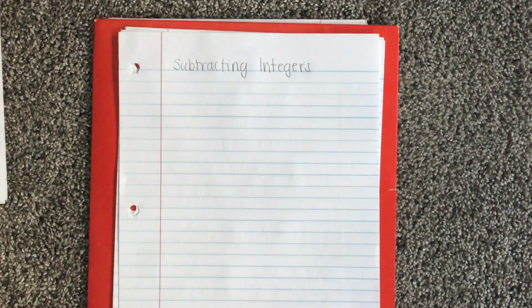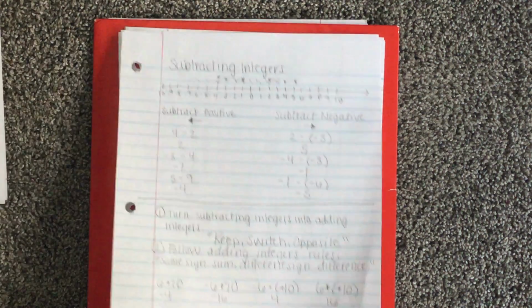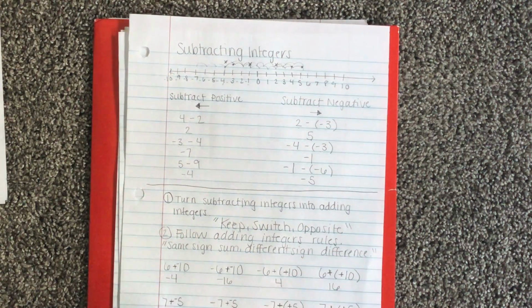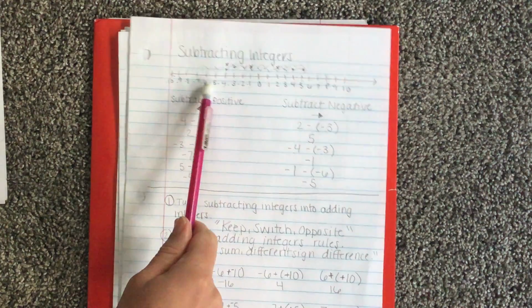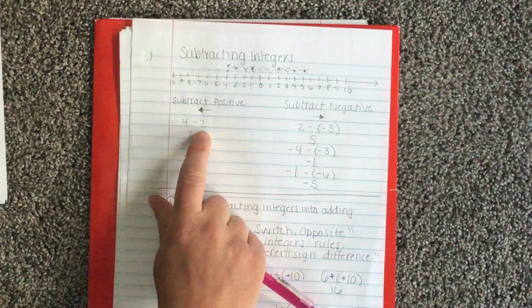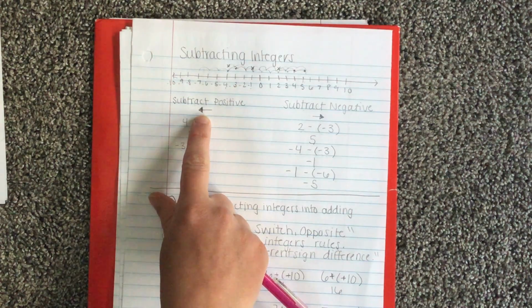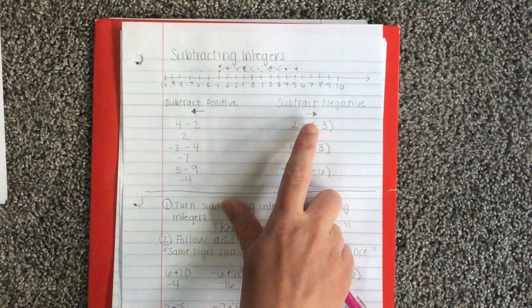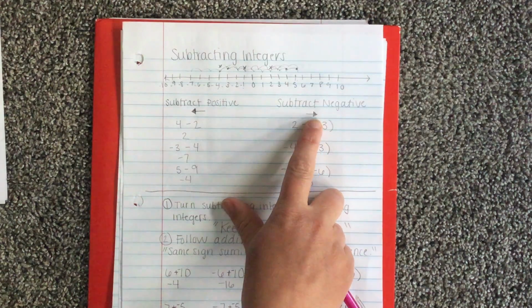We're going to continue integers by subtracting today. In the last lesson, we talked about two different ways for subtracting integers. You could use the number line, where if you're subtracting a positive, here we were subtracting a positive 2, so we move to the left. Or here we are subtracting a negative, so we move to the right.